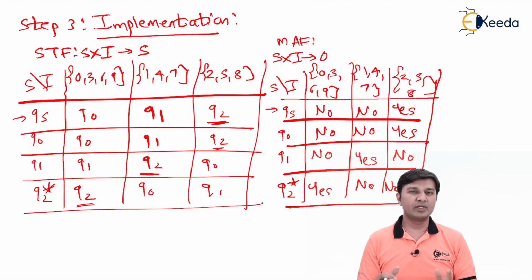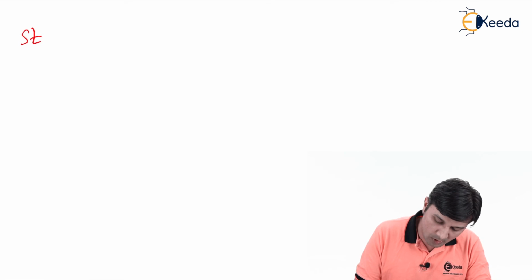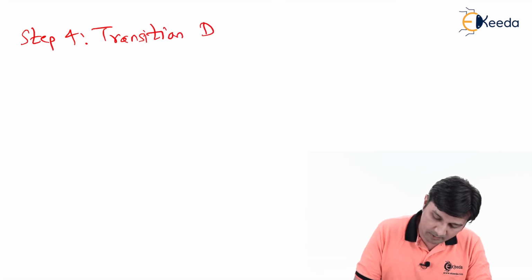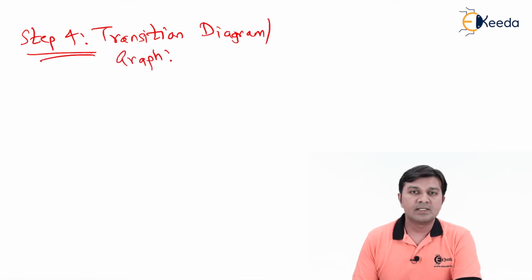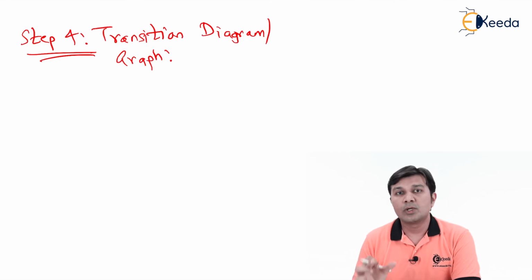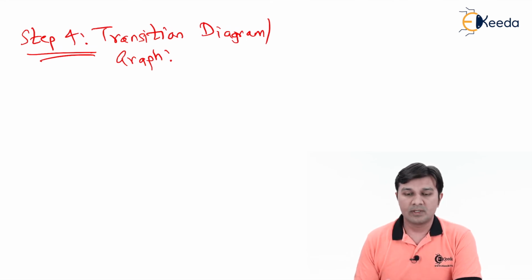Now we are left with very small thing, which is nothing but my step number 4 and step number 5. Now step number 4 is called as the transition state or transition diagram or transition graph. Let us write it. So we have our step number 4, which we called as transition diagram, or sometimes it is also called as a transition graph. So the transition diagram will be a graphical representation of what is done in the step number 3.